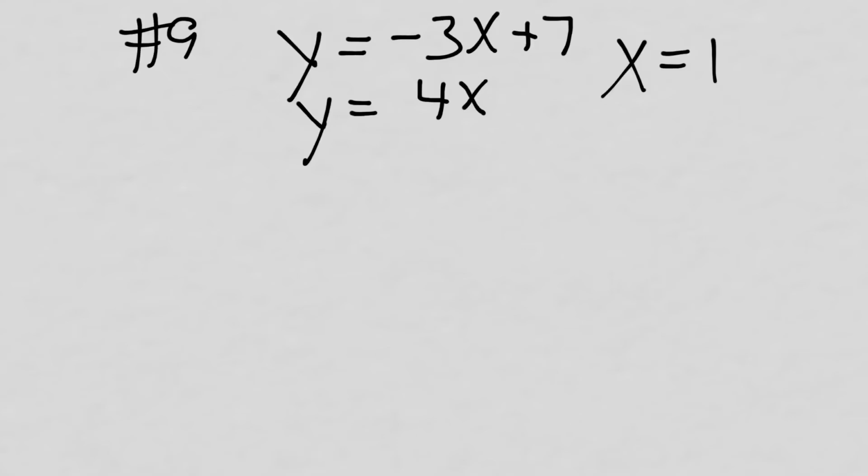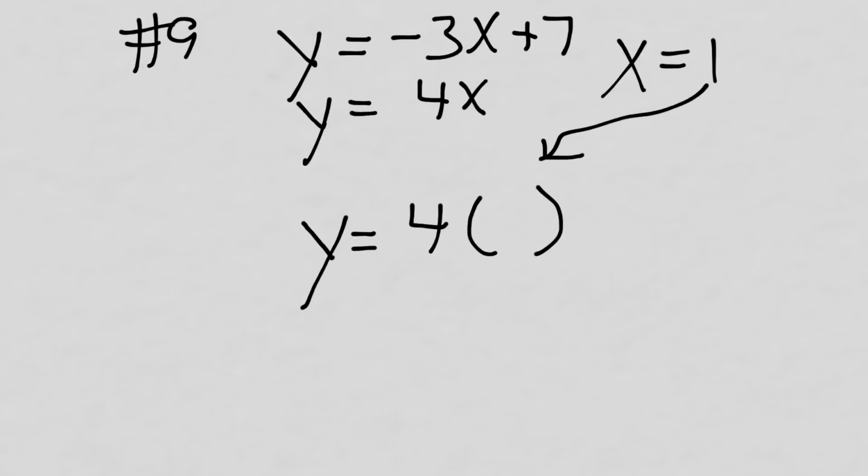All right, obviously, this one's pretty easy. Take the second equation. Use that. Y equals 4 times x. Instead of x, put parentheses. Put the 1 inside the parentheses. I end up with y equals 4. So there's my answer. X equals 1, y equals 4.